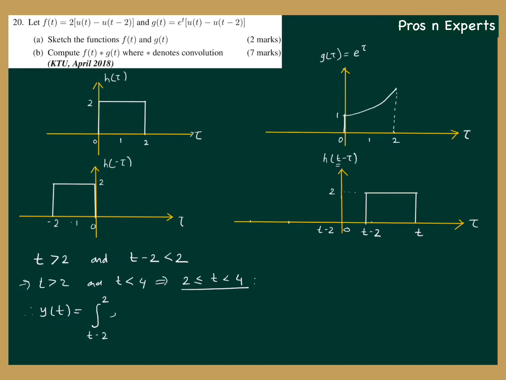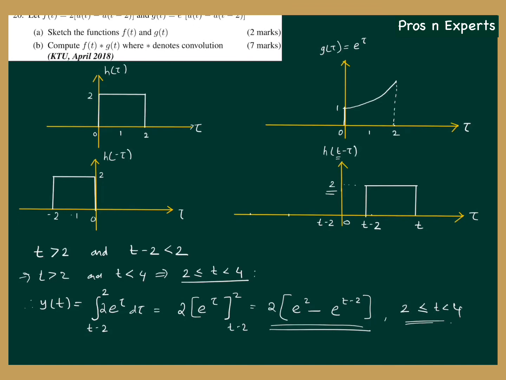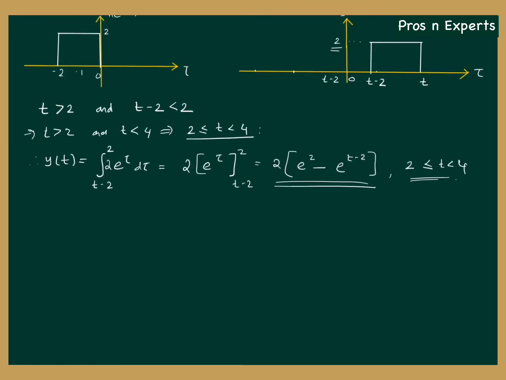Now what is g of tau? g of tau is e raised to tau, and h of t minus tau is constant 2. So 2 e raised to tau d tau. That is 2 into e raised to tau, integrated from t minus 2 to 2, which can be written as 2 times (e raised to 2 minus e raised to t minus 2). Okay, so this is the final output in the condition we have already derived, 2 less than or equal to t less than 4. Okay, so I can consolidate all these outputs in all these conditions.